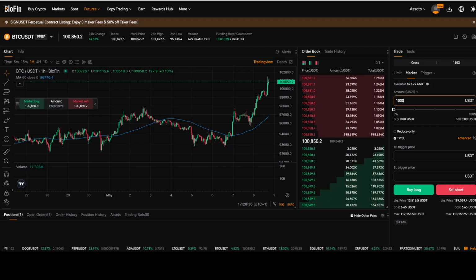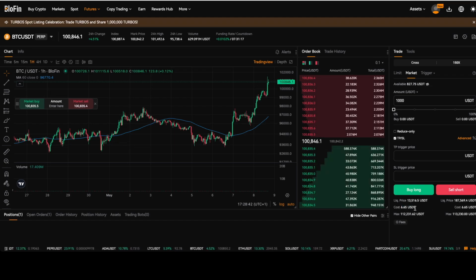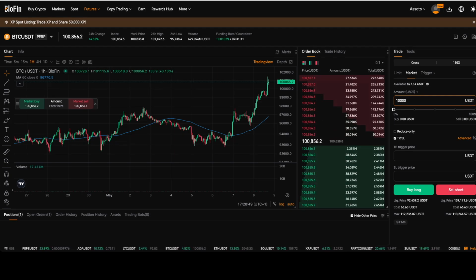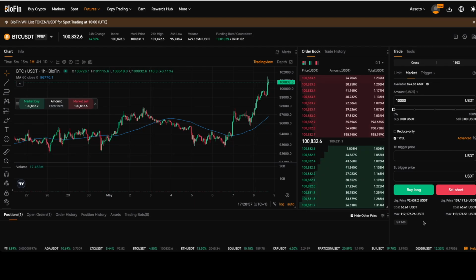Now, because we've got 150x leverage, if we were to enter this trade here, it would only actually cost us $6.65. So to make over $200 return, that's actually really good. If we increase it to $10,000, because of 150x leverage, it's going to cost us $66 to enter the trade. It also gives us a liquidation price, which is where we get completely wiped out.